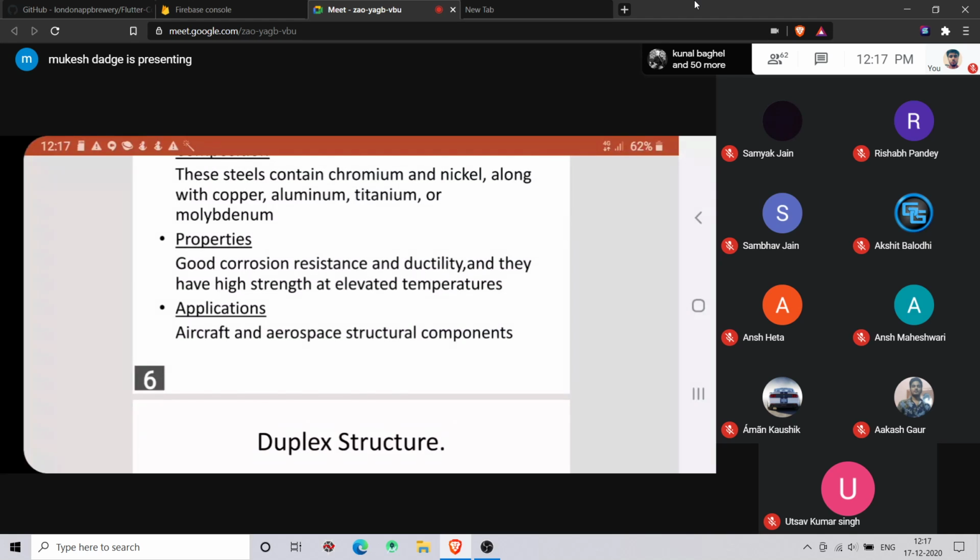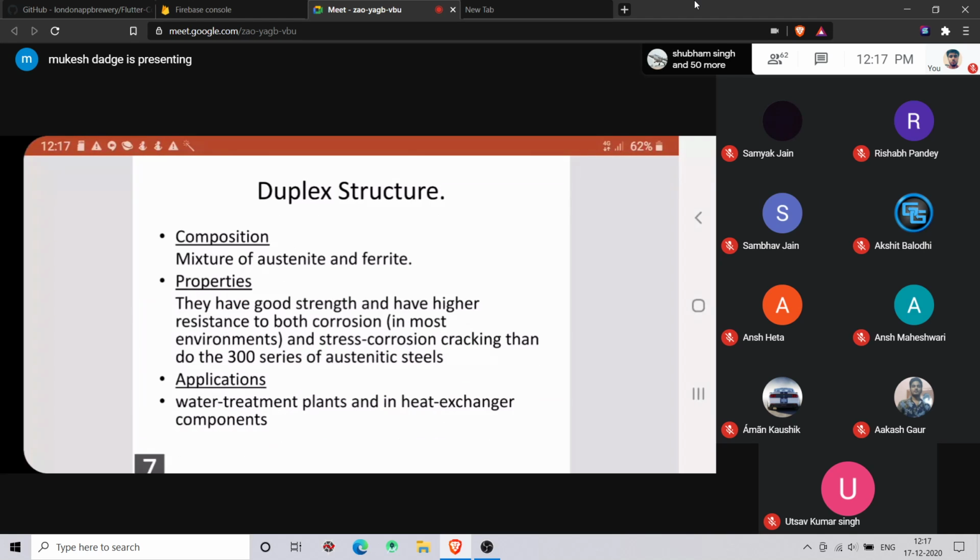Next one is duplex structure stainless steel. It is just a mixture of austenitic and ferritic stainless steel. The word duplex means you are mixing two steels, austenitic and ferritic, right?